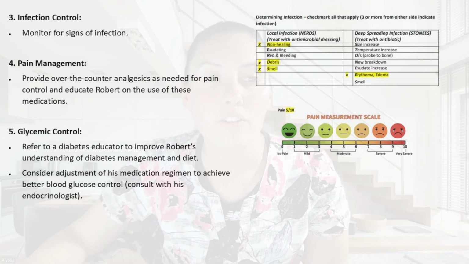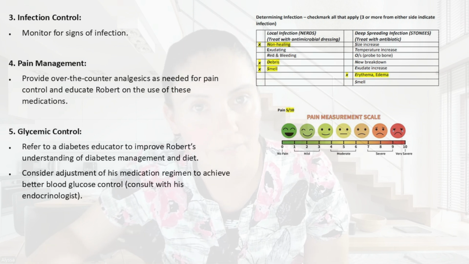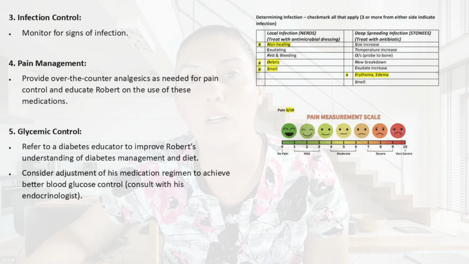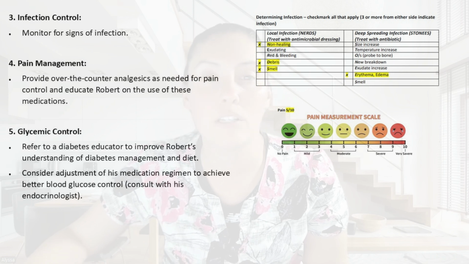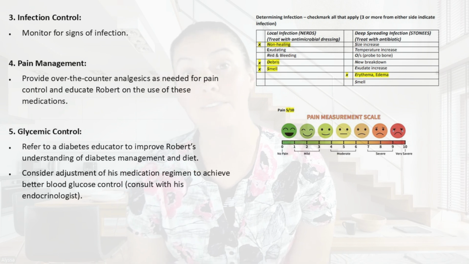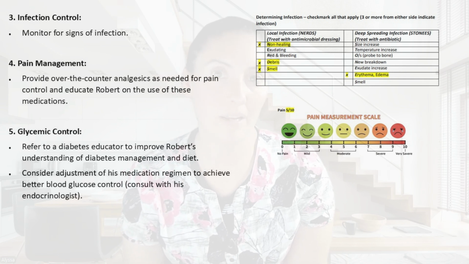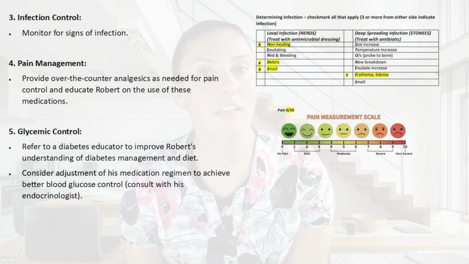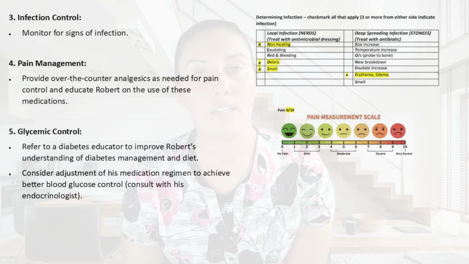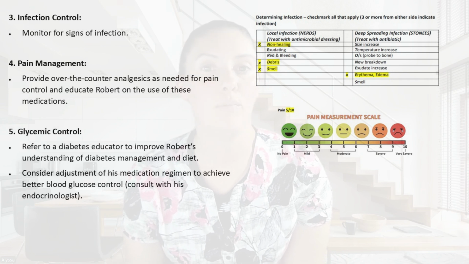Now we're going to look at infection control. So we do need to monitor for signs of infection, which we already do have. So we do want to make sure once the patient is on antibiotics that we do see improvement. For pain management, the patient did say that they had a 5 out of 10 pain, so we do want to make sure that they are aware that they can use over-the-counter medications. And if Tylenol or Advil is not cutting the pain, then they would need to seek their doctor and see if they can get something a little bit stronger to help for the pain.